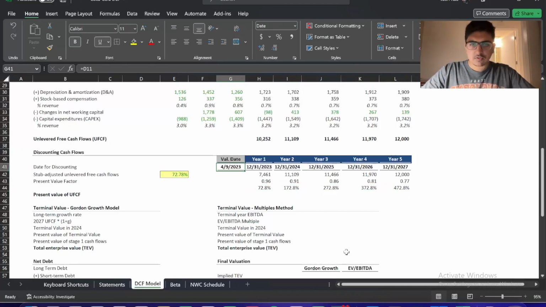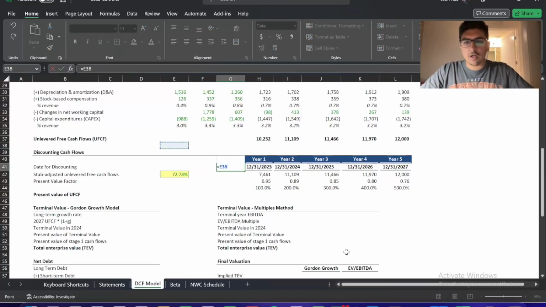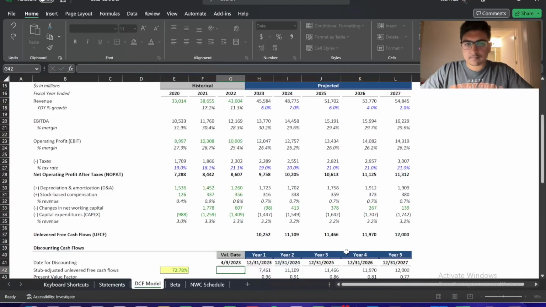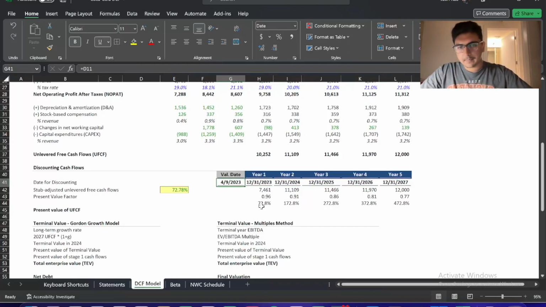If I were to make this 12/31/2022, now all of these are perfect, right? Because they're perfect years. 1, 2, 3, 4, 5. So if we were valuing Coca-Cola on 12/31/2022, we could simply just do 1, 2, 3, 4, 5. But because we're valuing on a date other than 12/31, now all of these cash flows are being properly discounted to today.